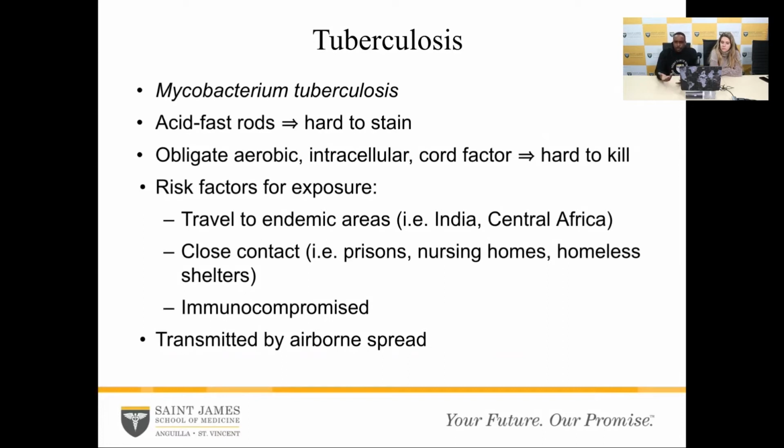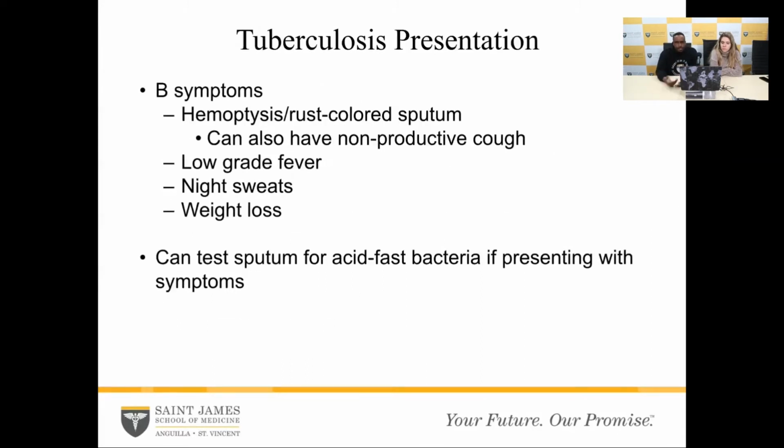And also if you're immunocompromised, your body just won't mount a strong response against it, so you can have an indolent version of it, not really know you have it, and it'll just be passed on to other people. And it's transmitted by airborne spread. And usually in presentation, if you have active TB, you get something called B symptoms, which is low-grade fever, night sweats, and weight loss.